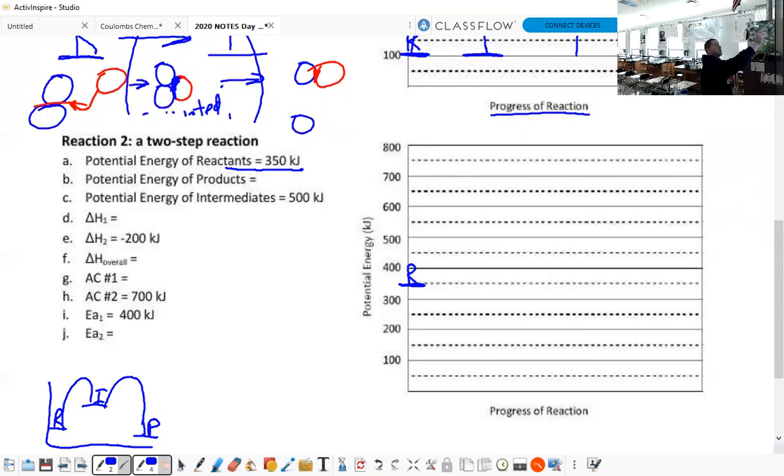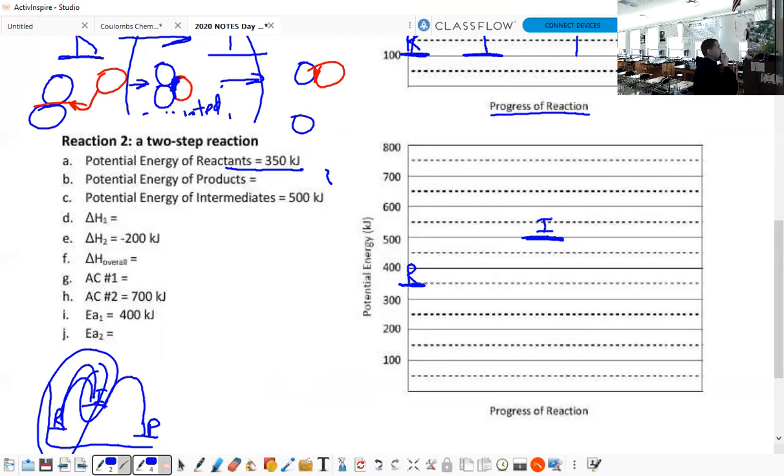All right, the potential energy of the products, though, we don't know it. So we can't just add that one yet, but we do have the potential energy of the intermediates, which is going to be that first part of the graph. So I'm going to put that one, let's say, somewhere around here in the middle, and then I can put the products over here at the end. So reactants to the intermediate was at 500. So I'm going to put, let's say about right there. I'll put the intermediate at 500.